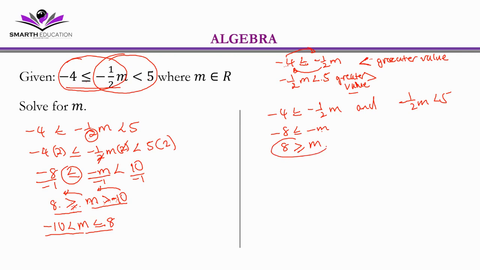So we have this, and then we come to this side. Let's multiply by 2 first, or you can multiply by -2, but let me do it step by step. Multiply by 2, -m less than 10, then divide by -1, m greater than -10. You see that? So m is greater than -10, but less than or equal to 8. So that's the inequality there.